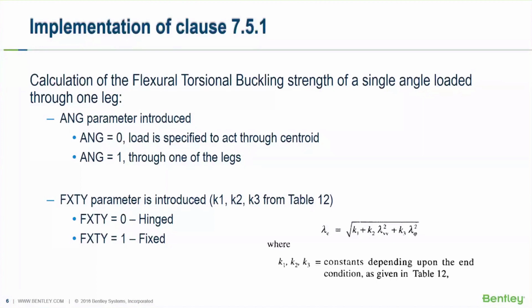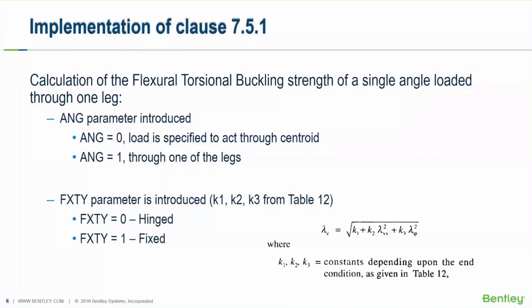So the AG parameter 0 means, as you can see over your screens, that the load is acting at the centroid, and if it is 1, that means it is acting through one of the legs. Now, it should be associated with one of the other factors, which is the fixity parameter, FXTY parameter, using which we can get the K1, K2, and K3 parameters from table 12. You can see over here.